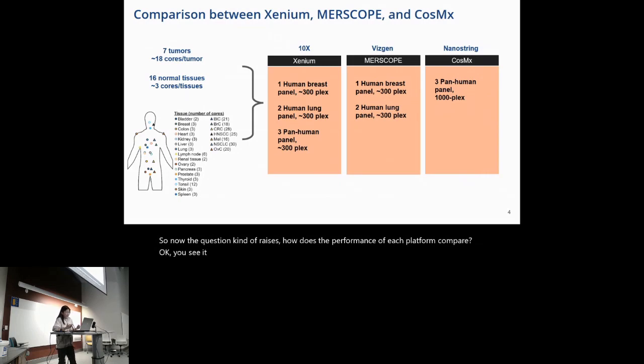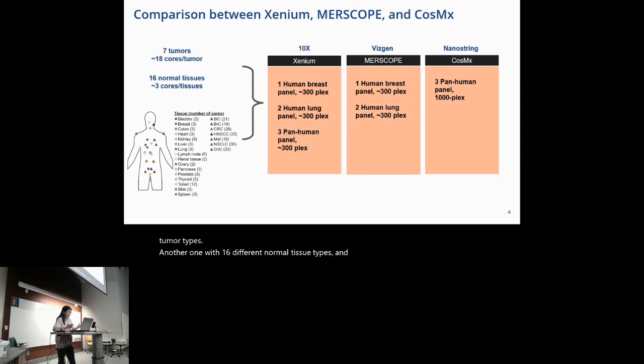The three companies provided a total of 6 panels for customers. 10x Xenium provides 3: human breast, human lung, and pan-human. Vizgen MERSCOPE has 2, human breast and human lung, and the NanoString CosMx only has 1, which is a 1,000-plex pan-human panel. So in this study, we prepared 2 tissue microarrays, one with 7 different tumor types, and another one with 16 different normal tissue types.